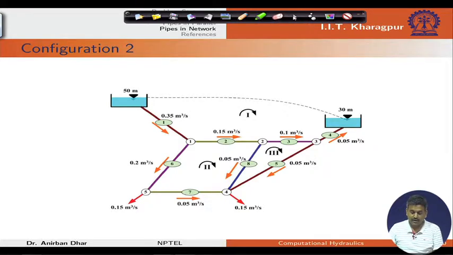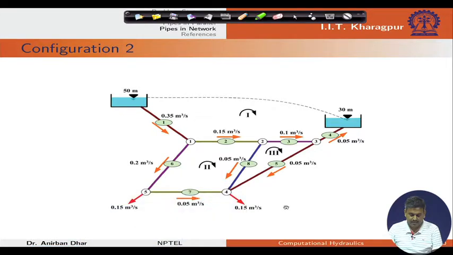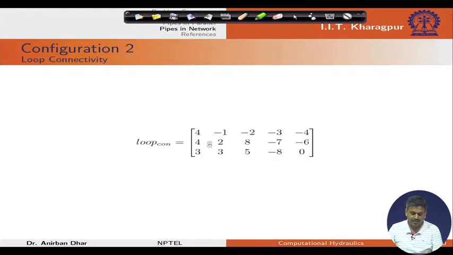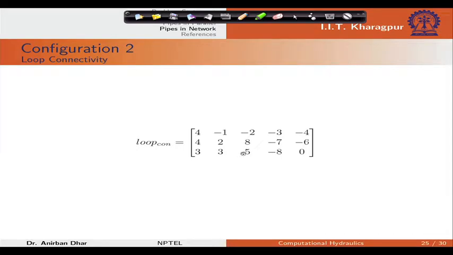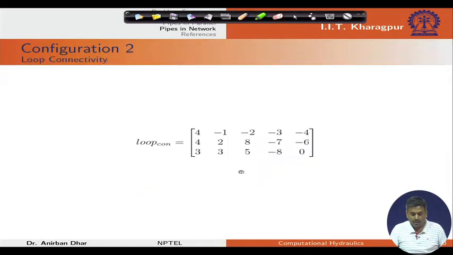Now, if I run the same thing with this configuration, because in this case the configuration part change -2, -3, -4, there is no change. 2, 8, there is no change in that one. Only change is there in terms of magnitude or values of Q. There is no change in this connectivity matrix.